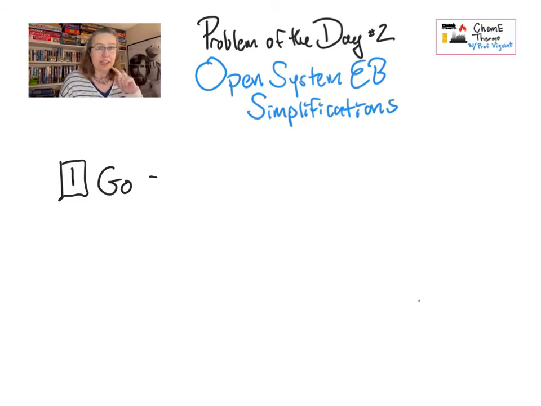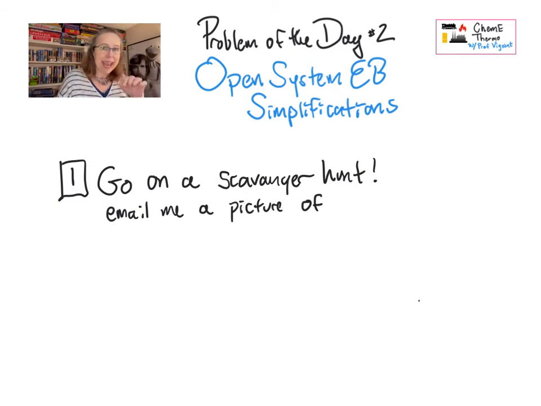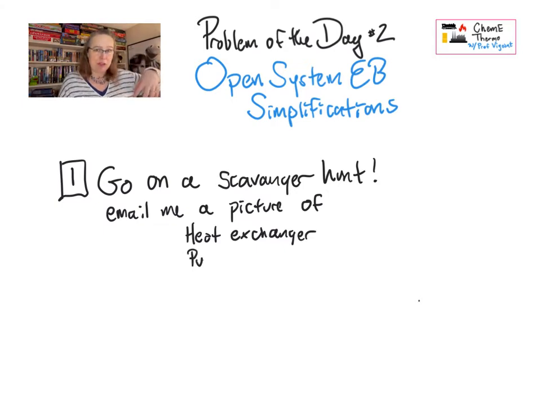So this is going to start with you going on a scavenger hunt. And what I mean by the scavenger hunt is I want you to get a hold of a camera. It could be your phone camera, could be your friend's phone camera, whatever. And I want you to go out and take pictures of common process equipment and then email it to me at mvigeant@bucknell.edu. Or you can drop it into the class Slack. Please do so before class time so we can use these pictures in class time.